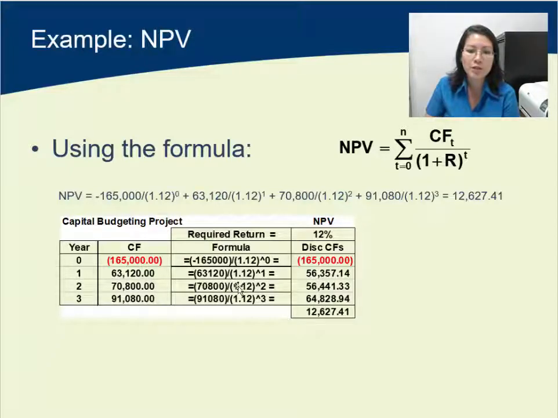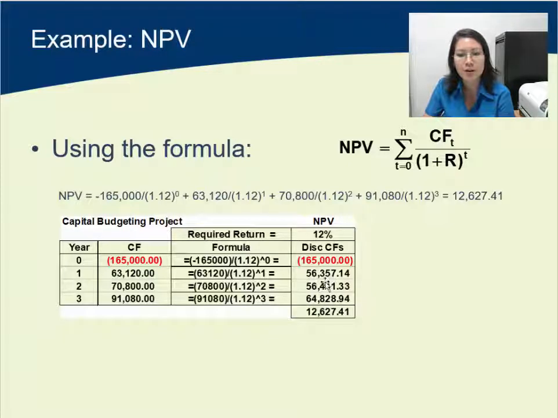So again, put it into the formula: 1 plus the rate to the exponential power of 2 years, 2 for 2 years. So $70,800 is worth $56,441.33 in today's value. And at the end of year 3, we get $91,000, discounted by 3 years at that discount rate. So that is worth, in today's value, discounted at 12%, $64,828.94.